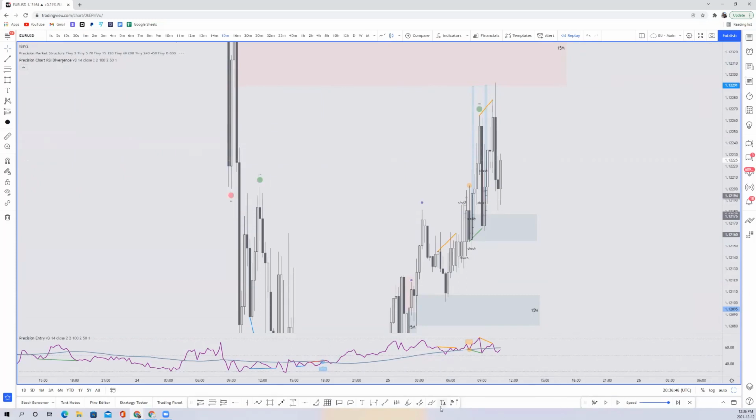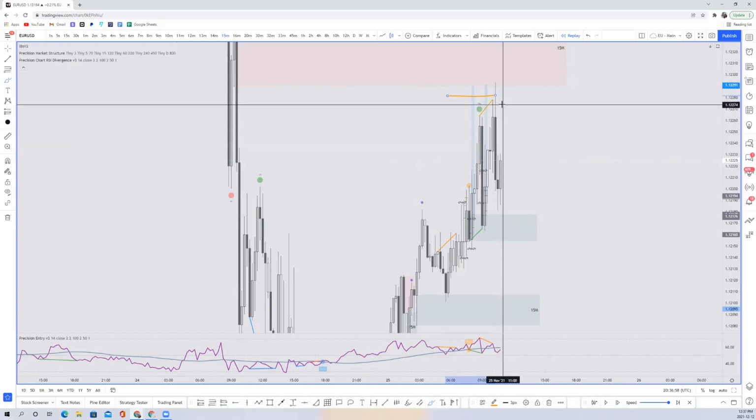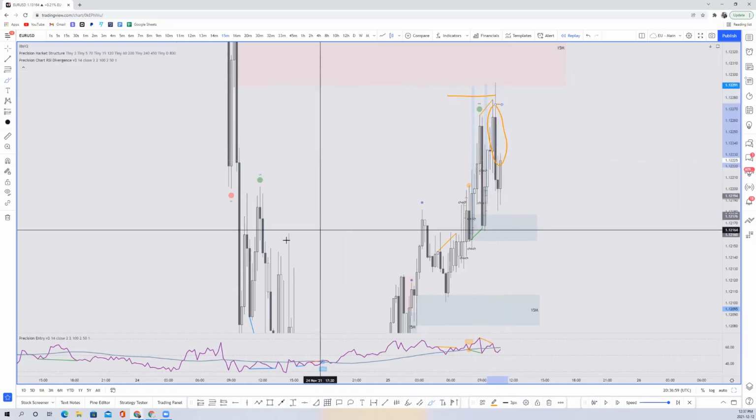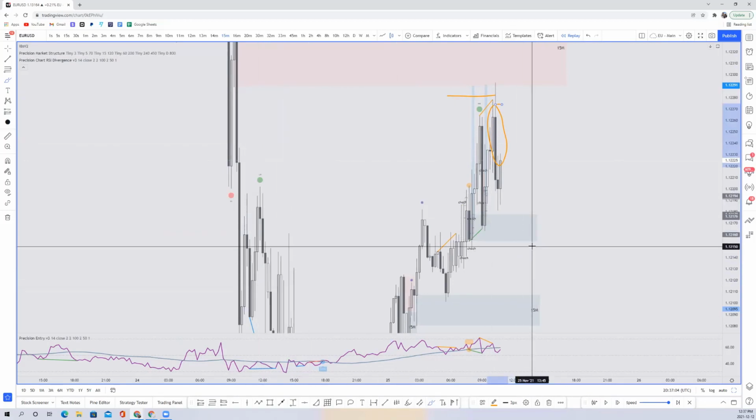So right here, you get a liquidation of an area. You barely tap this supply. I want you to notice this candle size. We got an engulfing candle. That could be willingness to go down.